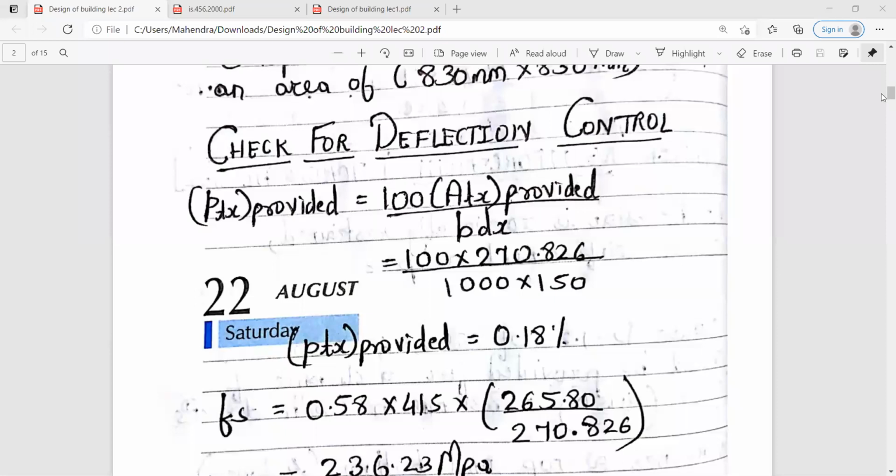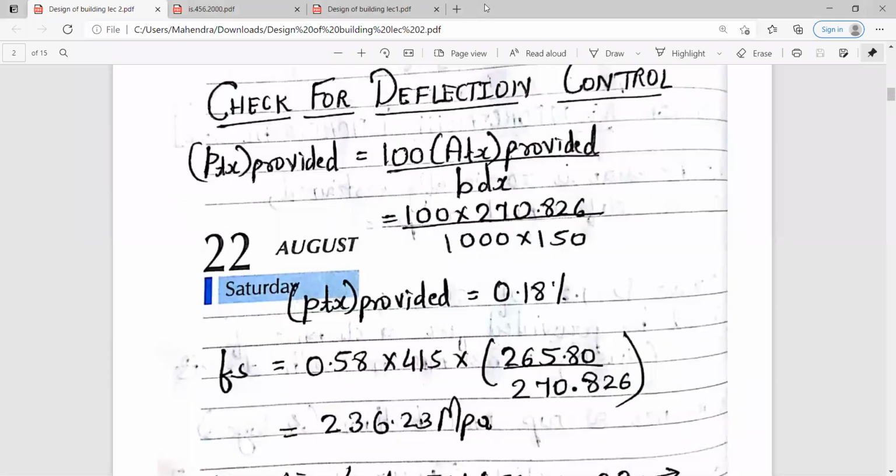After calculating the percentage provided, you need to calculate Fs. Fs is nothing but the tensile stress. For that, you have the formula in your IS code, page number 38.